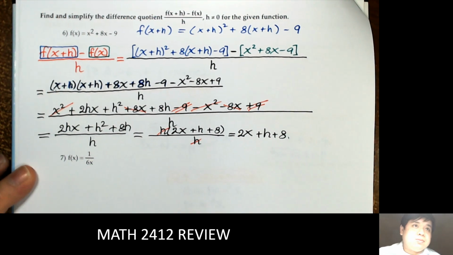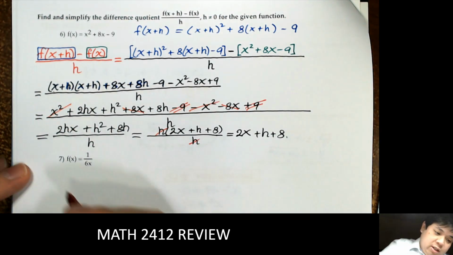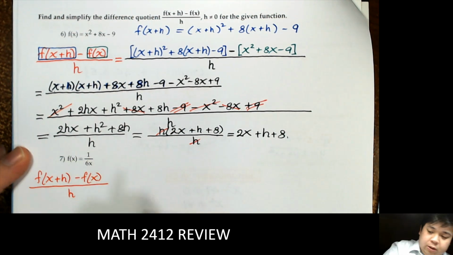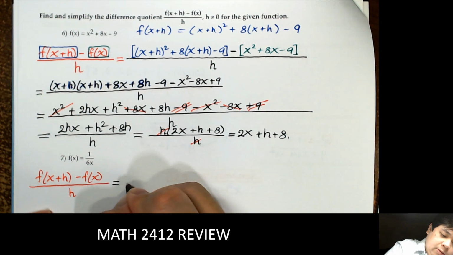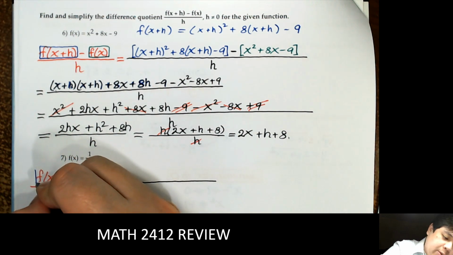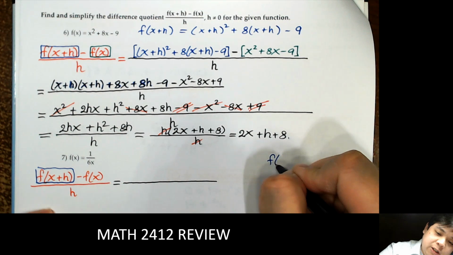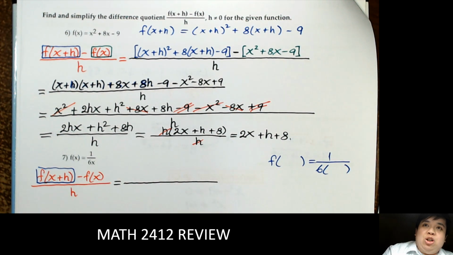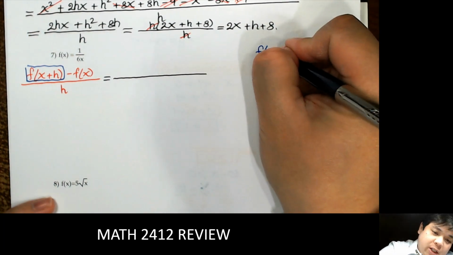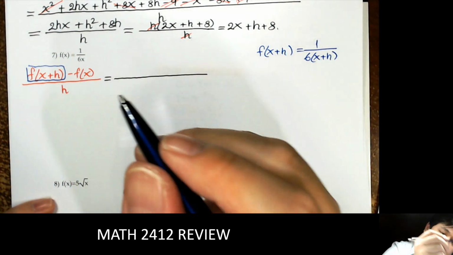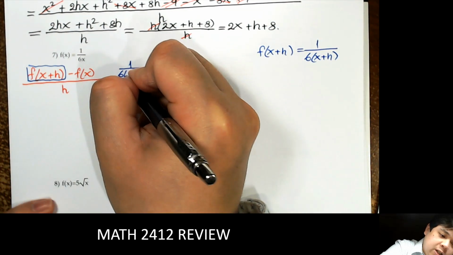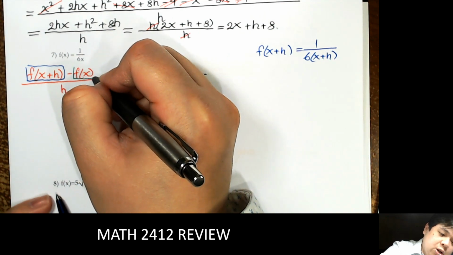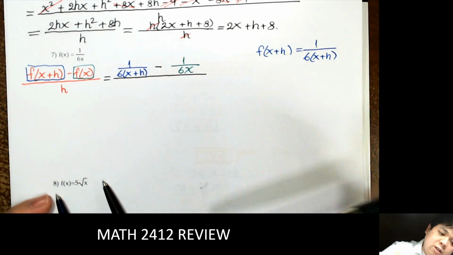Right. Next we have 1 over 6x. As always, we start with the difference quotient formula. f of x plus h, the function, is 1 over 6 times something. I just blank out the x. Next, if we put x plus h into it, I should have x plus h here. So I have 1 over 6 times x plus h, subtract f of x, which is the original function, all over h.